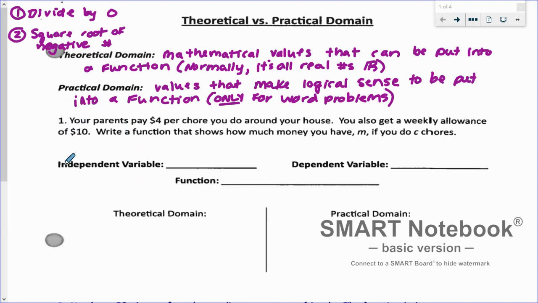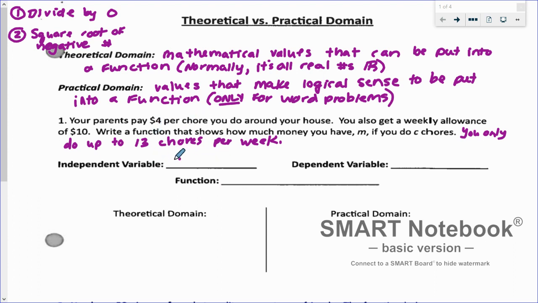So let's take a look at this first example. Our parents are going to pay us $4 per chore we do around the house. We also get a weekly allowance of $10. Write a function that shows how much money you have, M, if you do C chores. I'm going to also add in that you only do up to 13 chores per week. So the most number of chores you're going to do is 13, because anything beyond that is a little ridiculous.